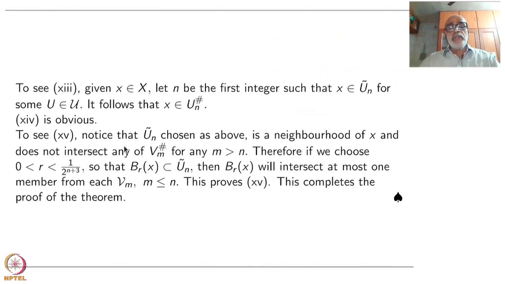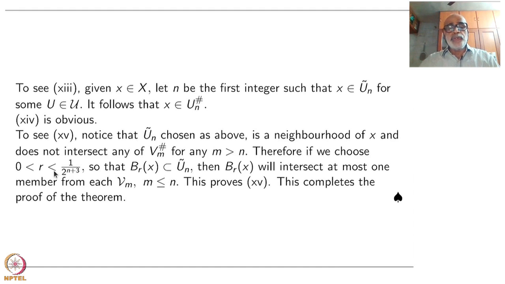Okay, to see the 15th one, notice that Un twiddle chosen as above is a neighborhood of x and does not intersect any Vm check for m bigger than n, because these Un twiddles would have been subtracted from Vm, right? So it does not intersect Vm twiddle at all.